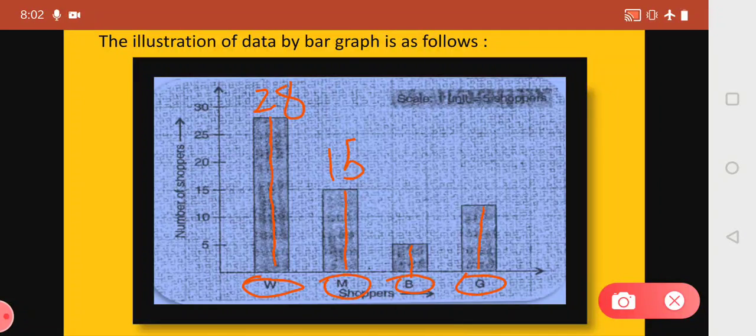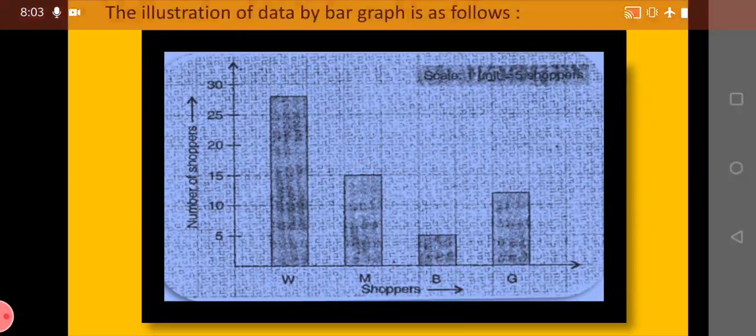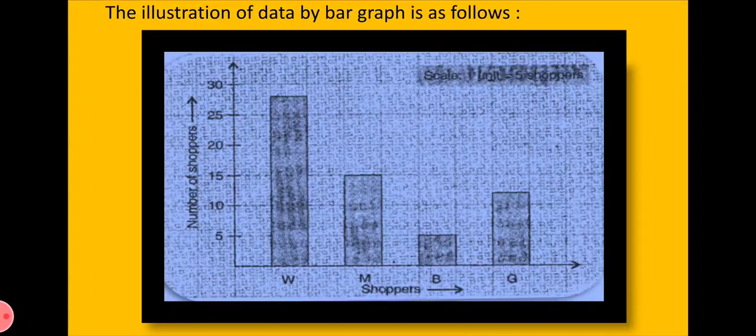Yes, after marking we have to make a bar. Now you can see that between each bar there is a space of one box on the graph paper. In this way you have to represent the bar graph on a graph paper. Yes, you have to write the scale on the right hand side corner. This is how the bar graph is represented.